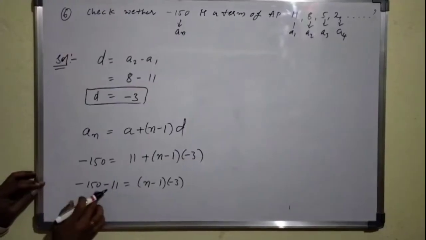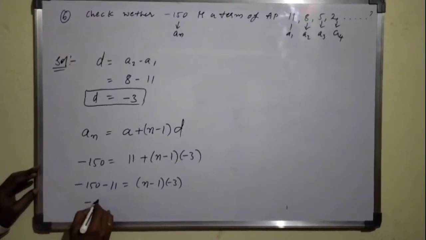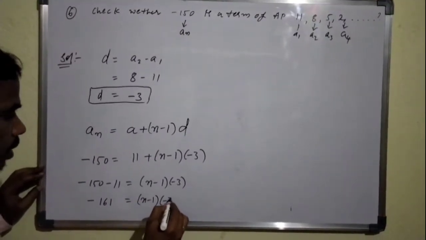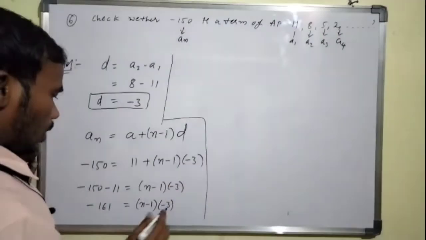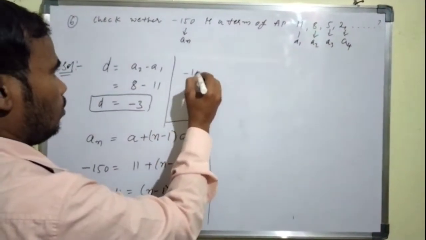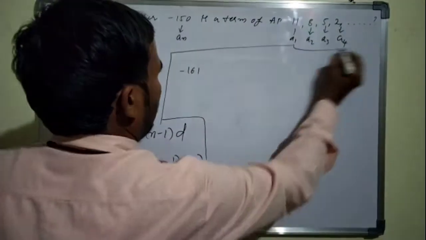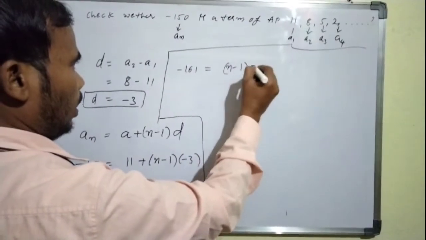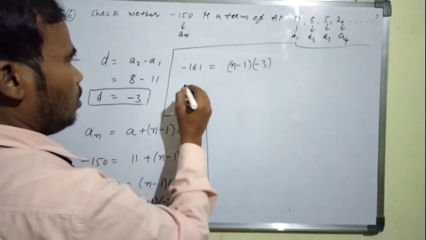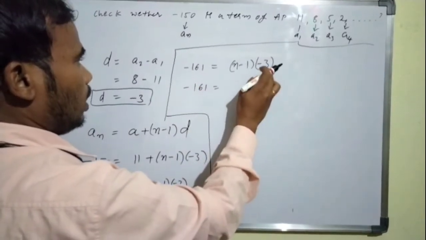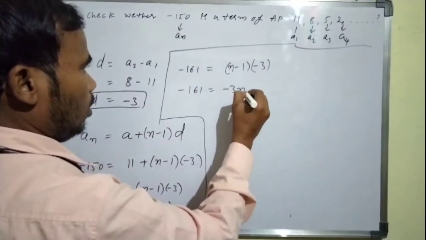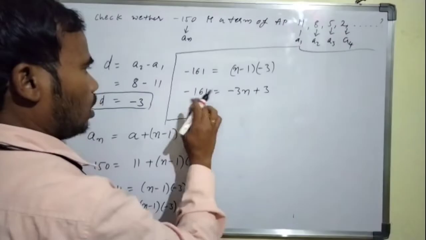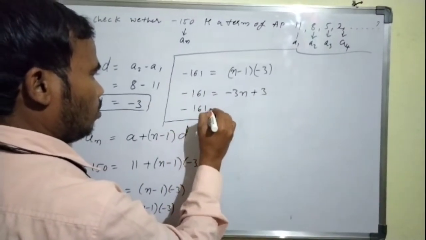Now minus 150 minus 11 is equal to minus 161, which equals (n minus 1) of minus 3. Multiplying, minus 3 into n is minus 3n, and minus into minus is plus 3. So the plus 3 is transported to the left side: minus 161 minus 3.